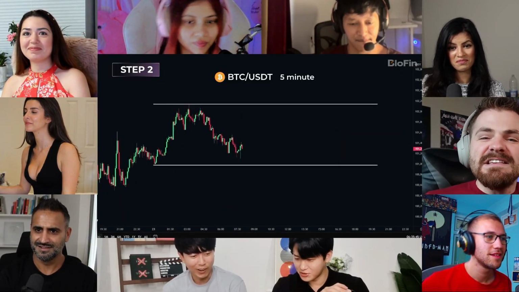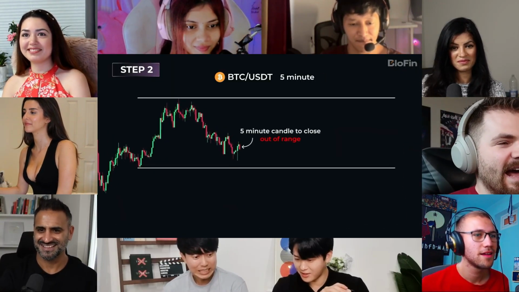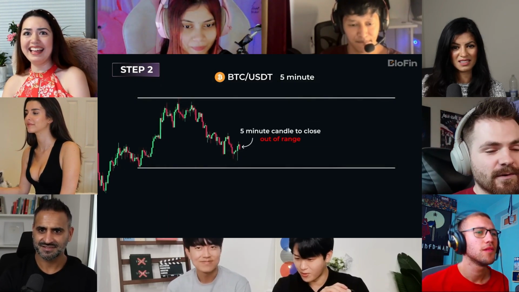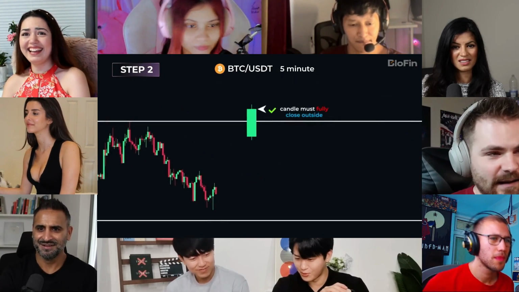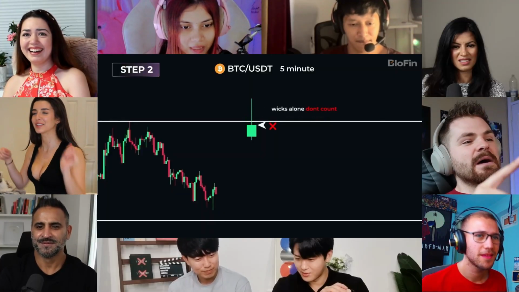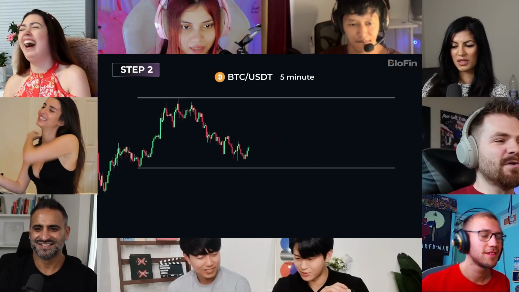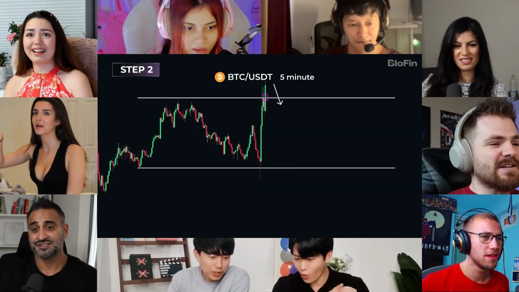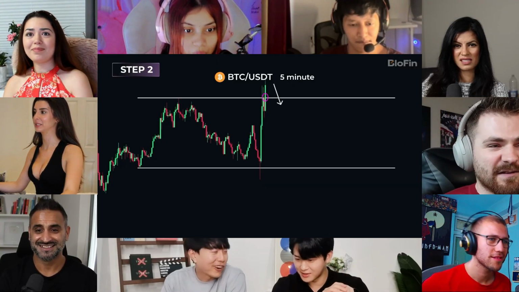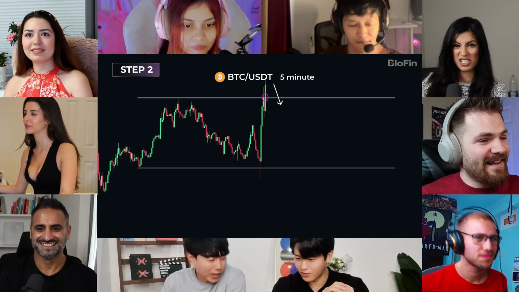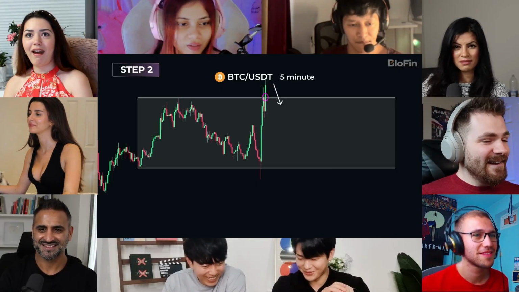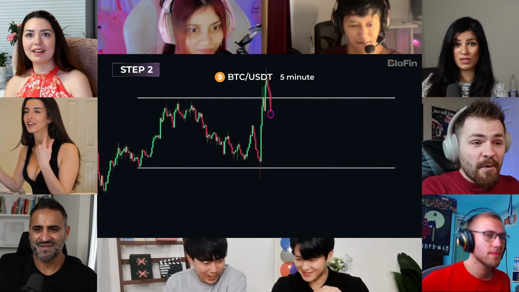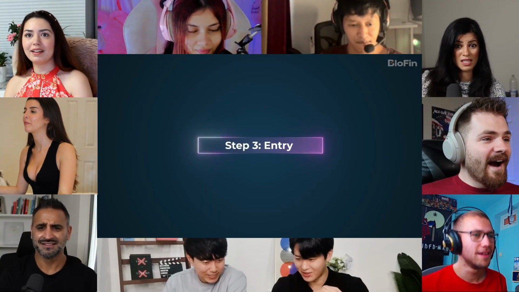So, the setup we're looking for is when the 5-minute candle closes outside of the range, either the range high or range low. But again, the key here is the candle must fully close outside, so wicks alone don't count. After the breakout, we then wait for price to re-enter and close back inside the range again. But make sure that all of this happens within the same day as the 4-hour range we marked. Once that sequence plays out, we move to step 3, which is our entry.